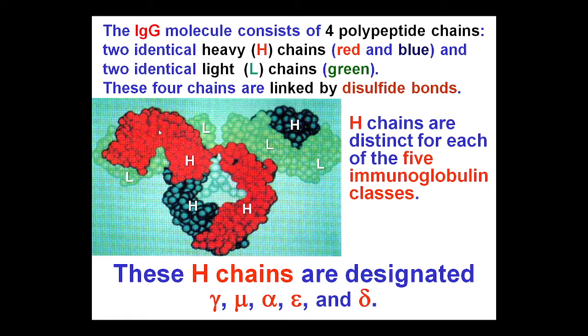The monomeric molecule consists of two identical heavy chains that are marked by the letter H. This is the red part of the scheme. This is the first heavy chain, of red color. The second heavy chain shown here is drawn black.